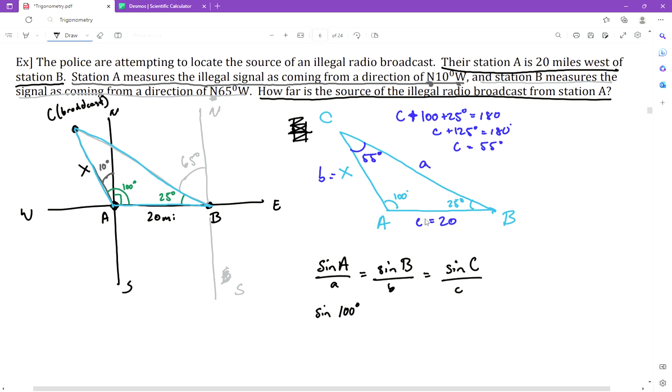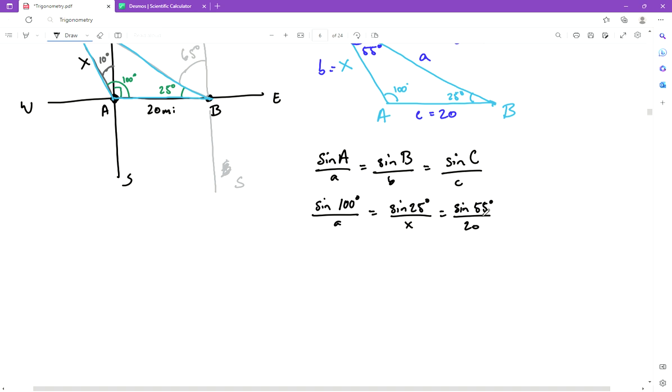Then we'll input what we currently have. We have sine of 100 over a equals sine of 25 over x, that's what we want, little b is x, equals sine of 55 degrees over 20. It looks like we should use the middle and the last part of the equation, so these two. Just to rewrite it, sine of 25 degrees over x is equal to sine of 55 degrees over 20. And then I would cross multiply.